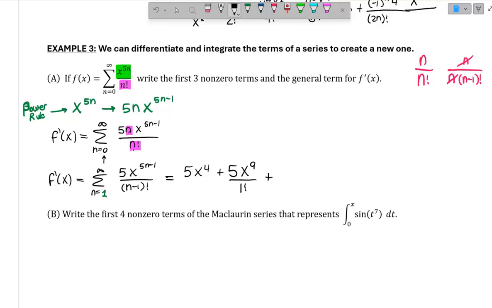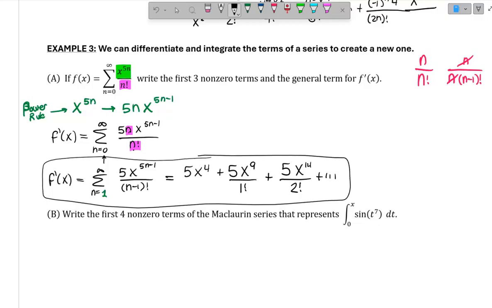All right, we have one more term, and then we're actually done. The next term would be 5, and then we're going to plug in 3. 3 is 15 minus 1, so it's x to the 14th, and then that would be all over 2 factorial. So that would just be, well, 2. So that's going to be our first three non-zero terms plus dot, dot, dot. And so this would be our final answer. The general term is what we have in the series here, as well as the first three non-zero terms.